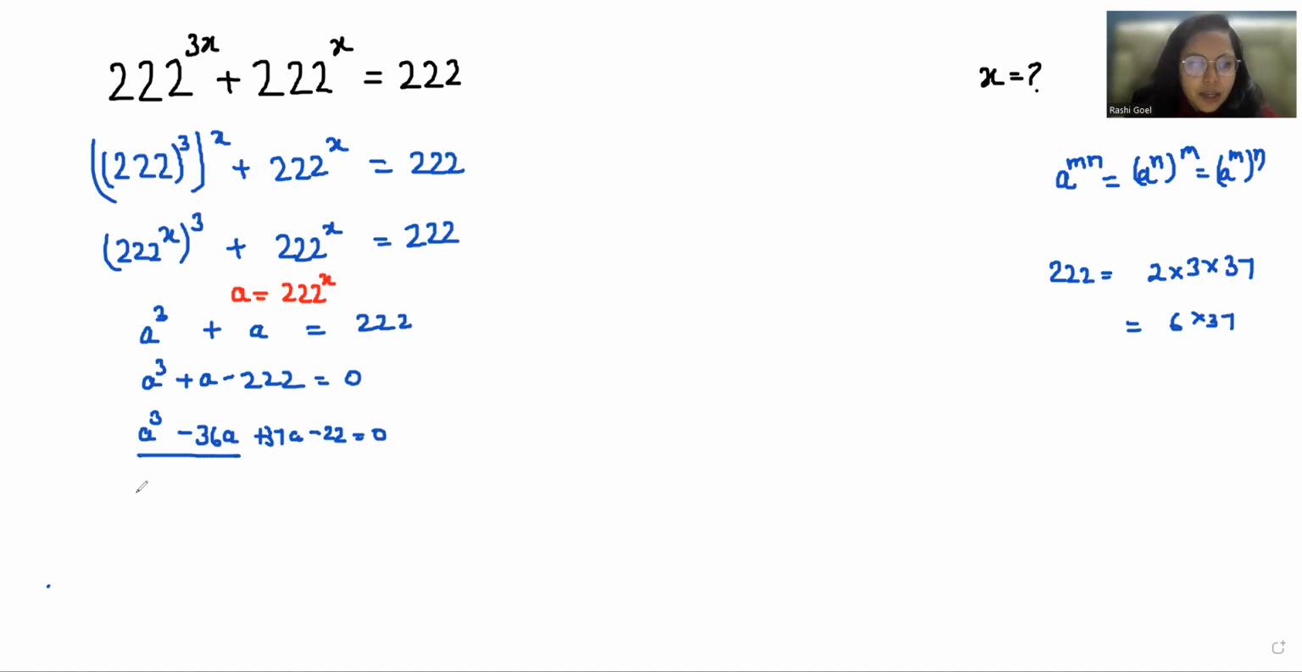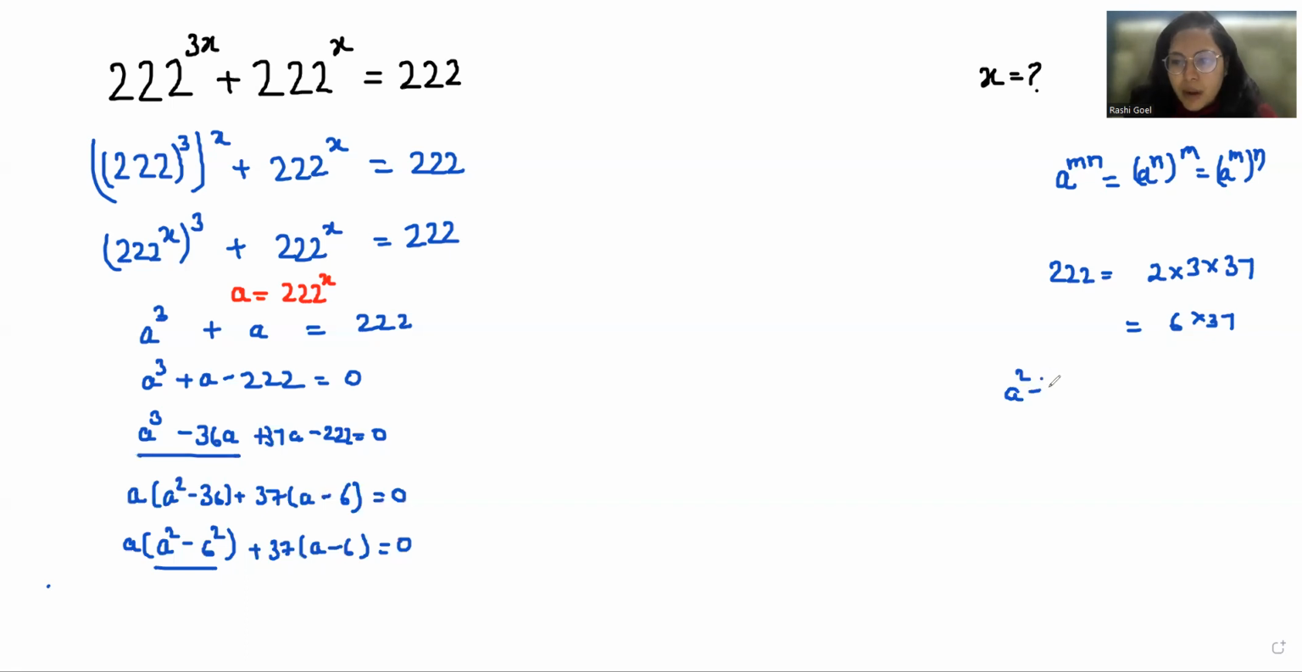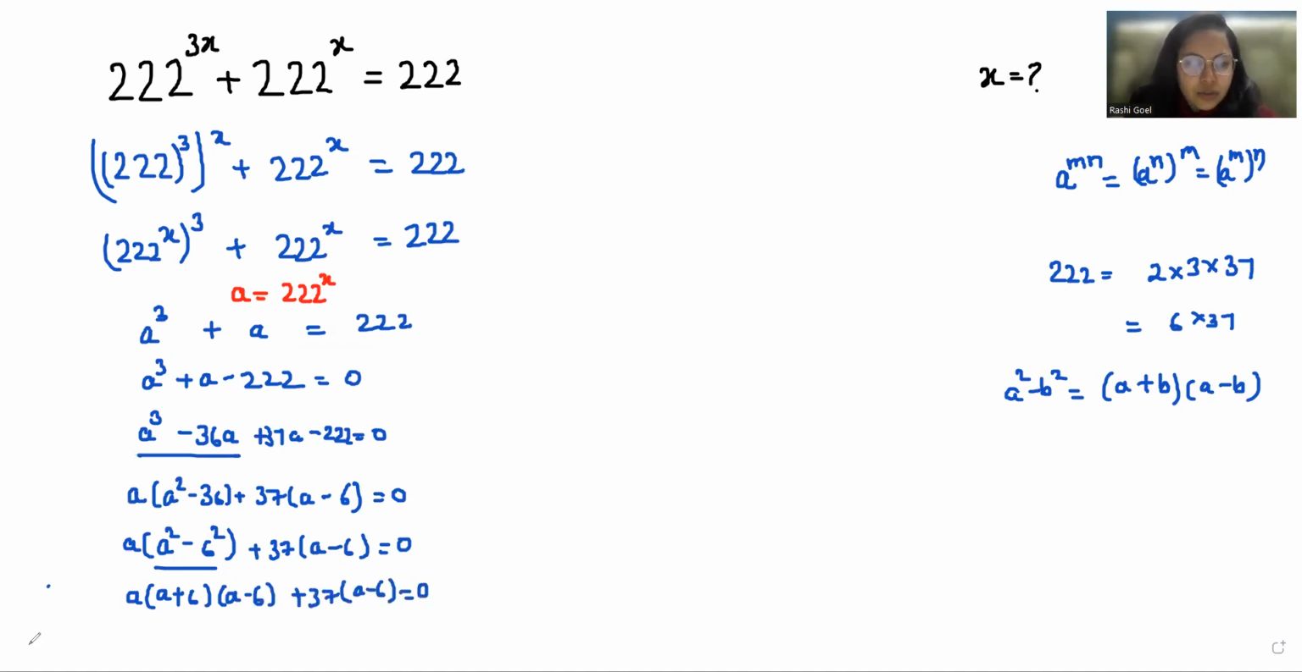So from the first two terms, I can take a as common: a square minus 36. And if I take 37 as common, a minus 6 is equal to 0. So a square minus 36 is 6 square, plus 37 times a minus 6. Here I can use a very famous identity, that is a square minus b square is equal to a plus b times a minus b. So a times a plus 6, a minus 6, plus 37 times a minus 6 is equal to 0.